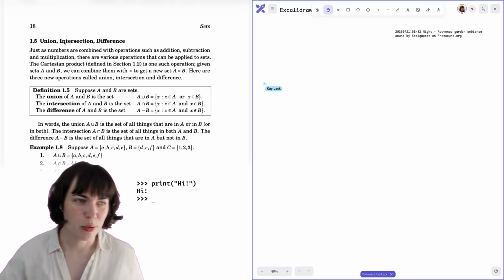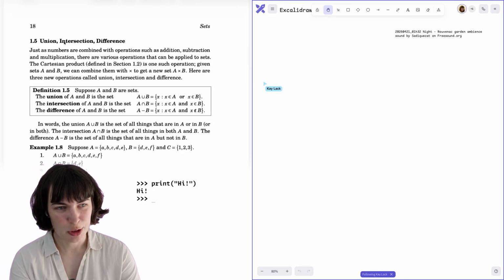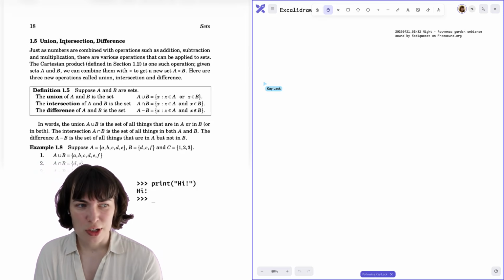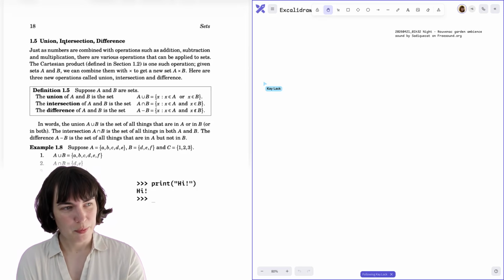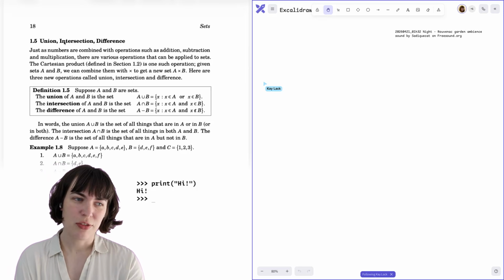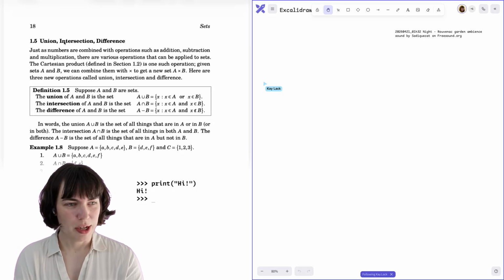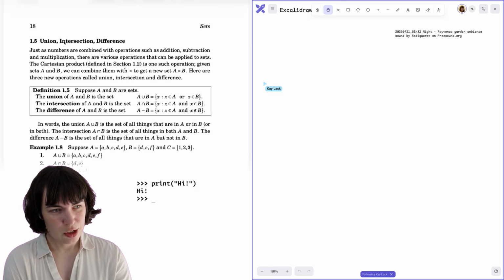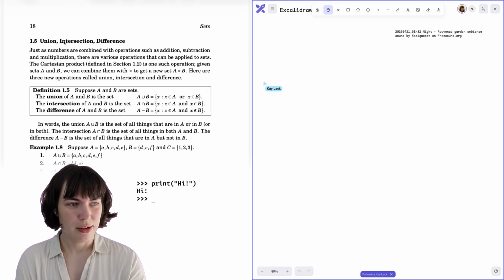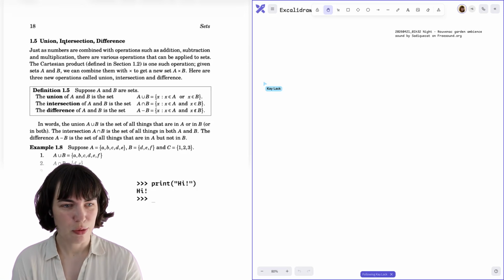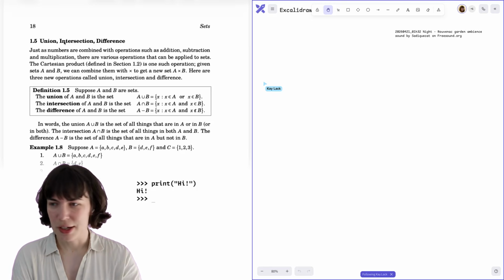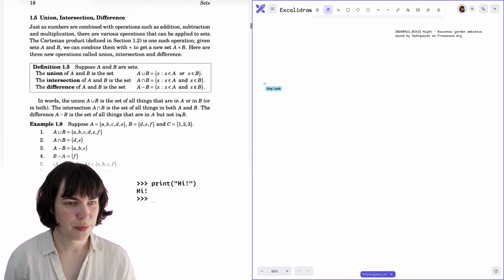Just as numbers are combined with operations such as addition, subtraction, and multiplication, there are various operations that can be applied to sets. The Cartesian product, defined in section 1.2, is one such operation. Given sets A and B, we can combine them with this X operator to get a new set, A X B. Here are three new operations called union, intersection, and difference, so we're learning some new operations.